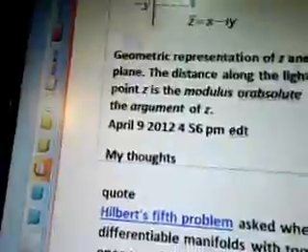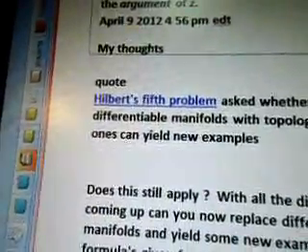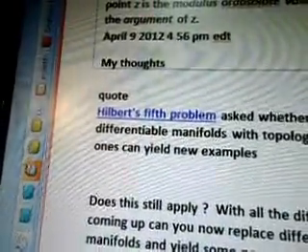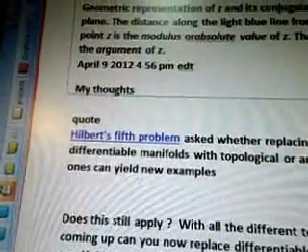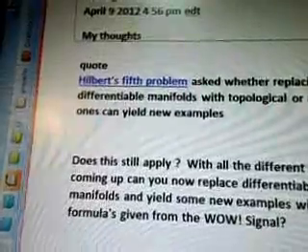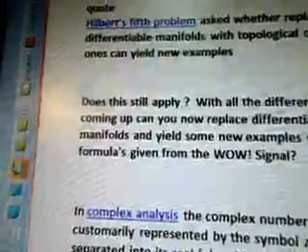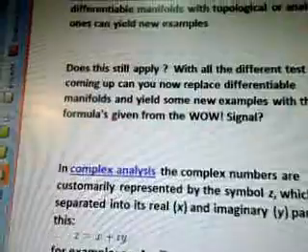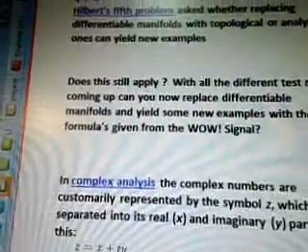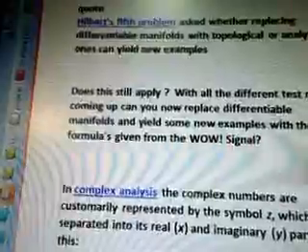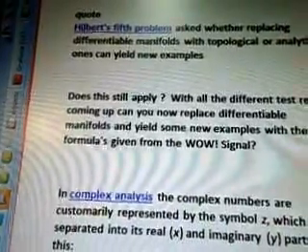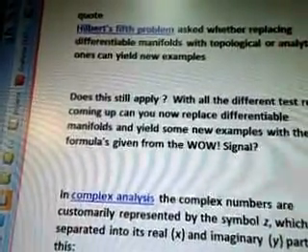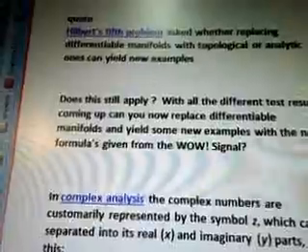So April 9, 2012, my thoughts. Quote, Hilbert's fifth problem asked whether replacing differential manifolds with topological or analytic ones can yield new examples. Does this still apply? With all the different test results coming up, can you now replace differentiable manifolds and yield some new examples with the new formulas given from the Wow signal?